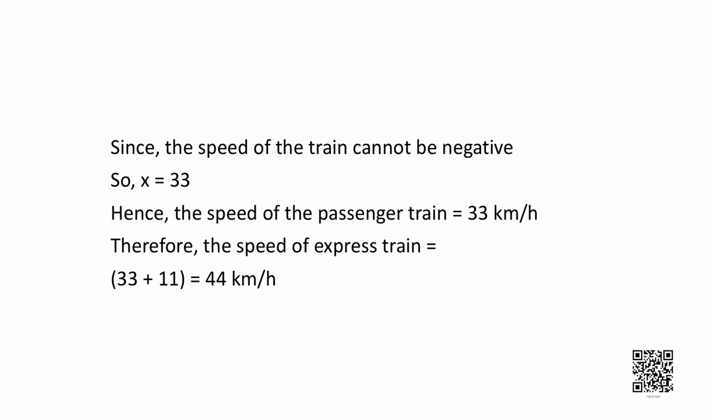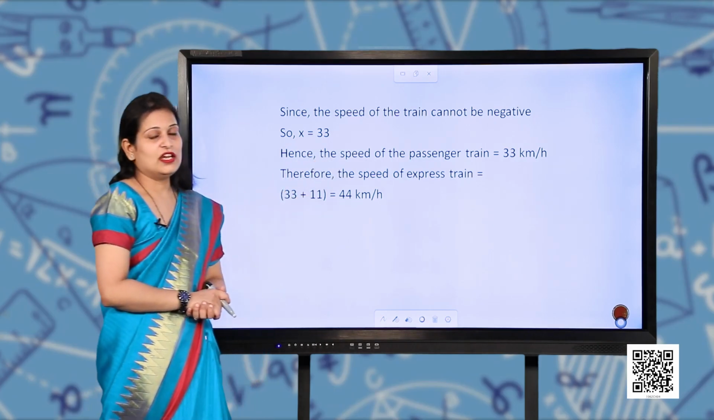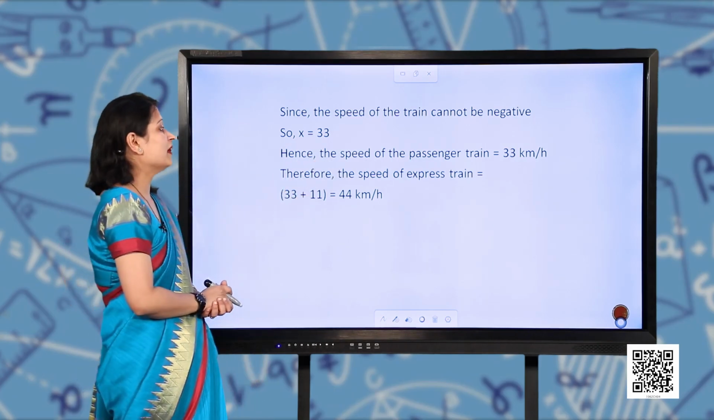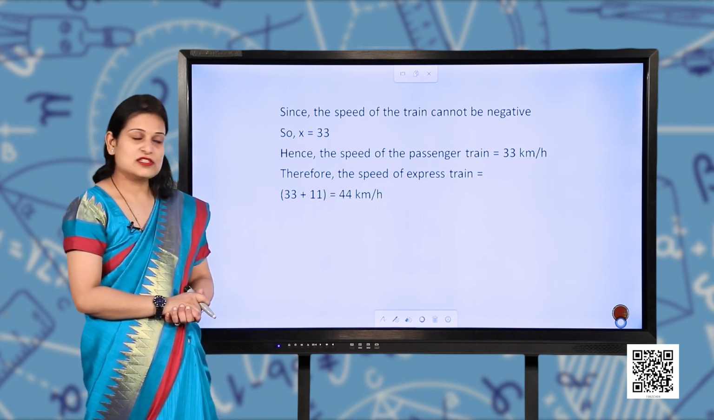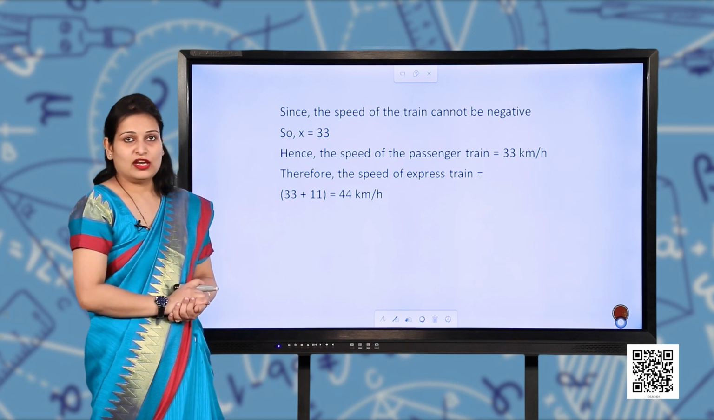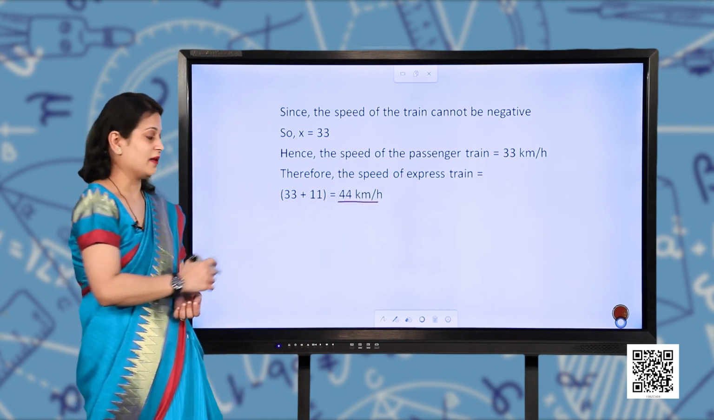Now, speed cannot be negative. So, we have to consider the positive value of x. Hence the speed of the passenger train is 33 km per hour. Now, how will you calculate the speed of the express train? Simply add 11 to it. You will get 44 km per hour.